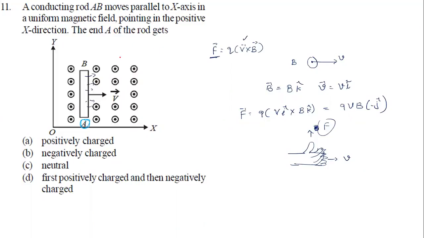Listen, in the last class, we were solving question number 11. So what is question number 11? A simple thing: we kept a conductor in a magnetic field, and this conductor is moving with a velocity v, as shown in the diagram. Now the question is, what potential, positive or negative, are you going to get?